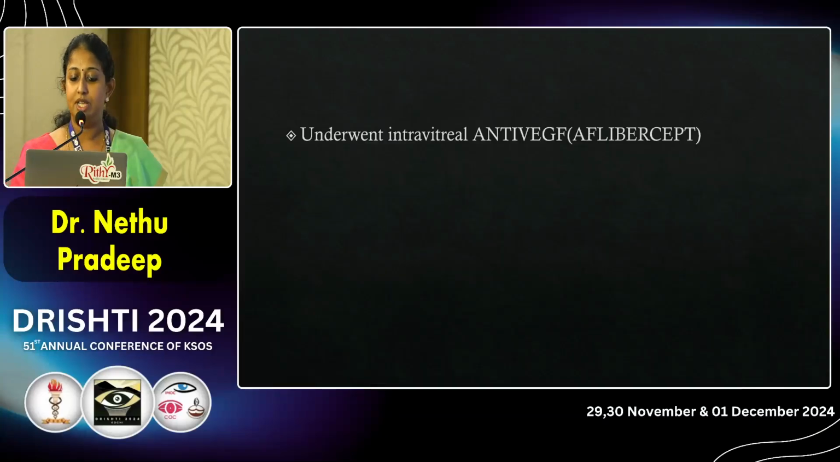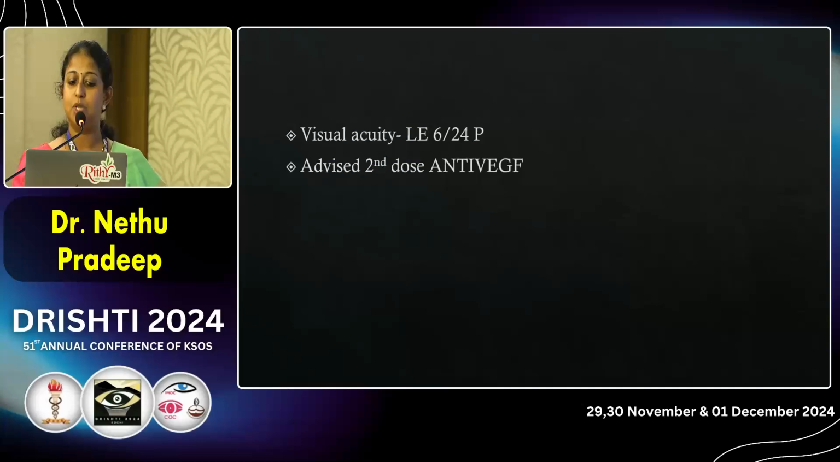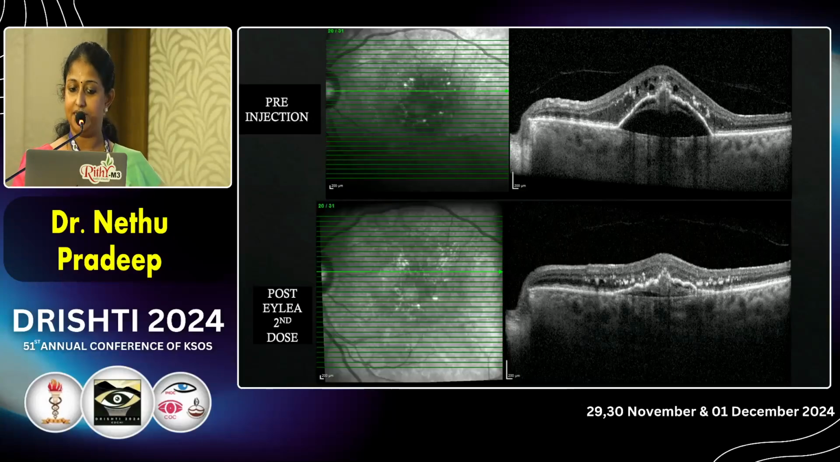So, the patient was given intravitreal anti-VEGF aflibercept. This is the pre-injection and post one dose of Eylea. After the first dose of anti-VEGF, the intraretinal fluid has decreased, and when the patient came for follow-up, the visual acuity had improved to 6/24, and we again advised a second injection.